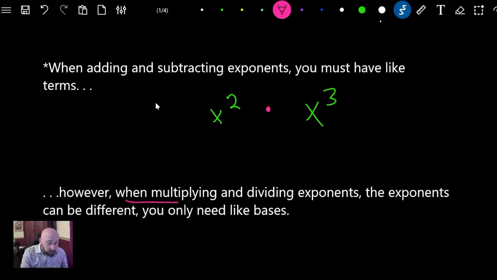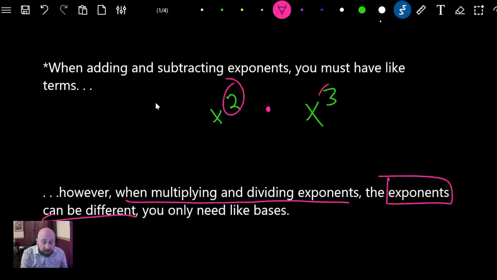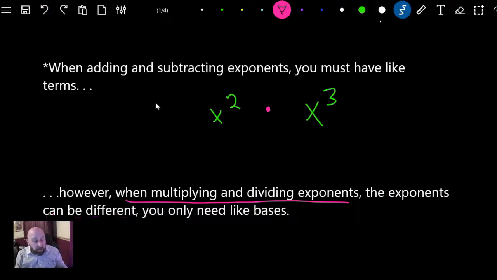Look here, it says when multiplying and dividing exponents, the exponents can be different. Okay, look, I have a 3 and a 2. It's okay. We're still fine because we're multiplying. This is a multiplication sign in algebra. It only needs to have like bases. What is the base? X is our base. Guess what? X and X are like bases, so that's good. We can take this and we can multiply this.